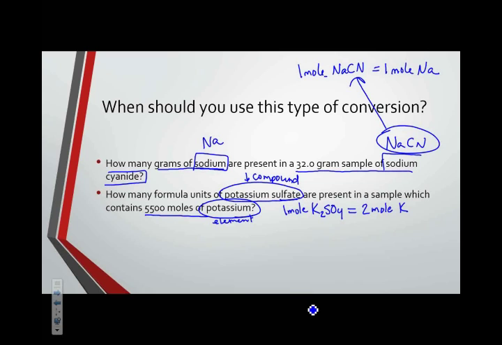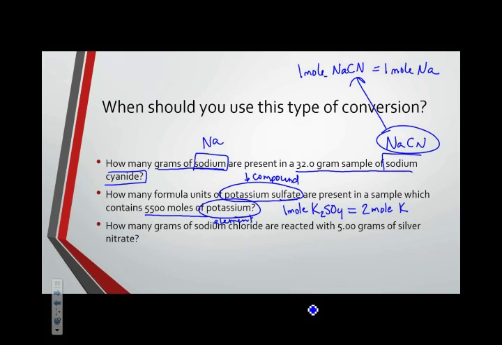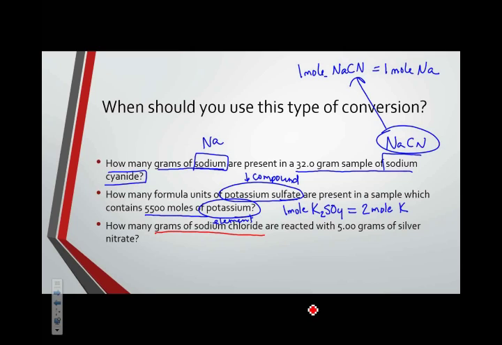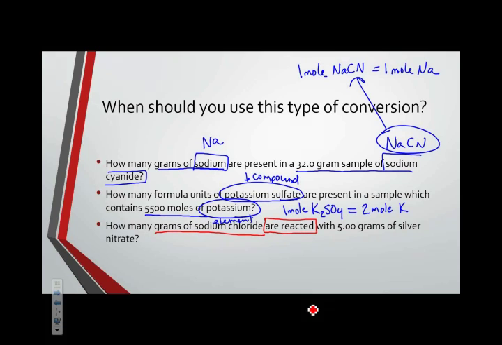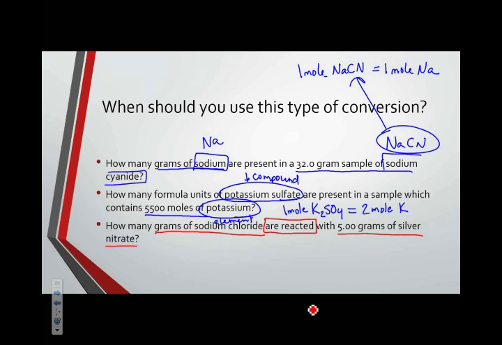So this again is a type of problem where I need that element to compound formula relationship to solve the problem. In our third example, how many grams of sodium chloride react with 5.00 grams of silver nitrate? What I noticed in this problem is that I want to know the grams of sodium chloride, which is one type of compound, and it tells me reacted, which is suggesting I'm going to have a reaction somewhere, with 5 grams of silver nitrate.